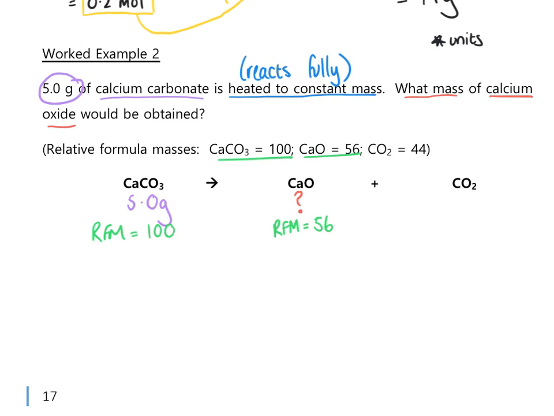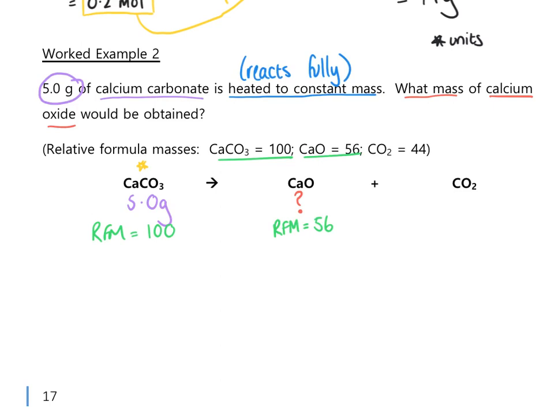We're on to step 3 now of our calculations, and that's essentially start your calculation with what you know. You've been given the mass of calcium carbonate, so that's where we can start because we can use our equation n equals mass over RFM.